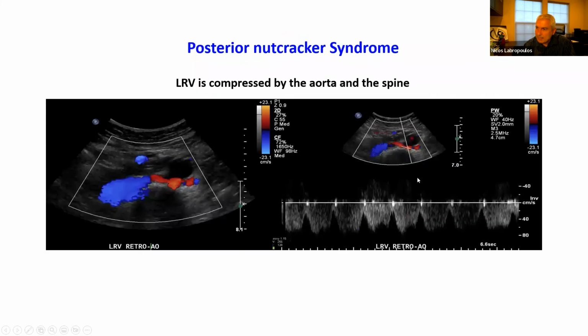You see here another anomaly. 2% of the people have a posterior aortic vein, like here it's the spine, it's the aorta. So the renal vein goes behind the aorta. So the vein is compressed between the aorta and the spine, right? So you're having the posterior nutcracker.